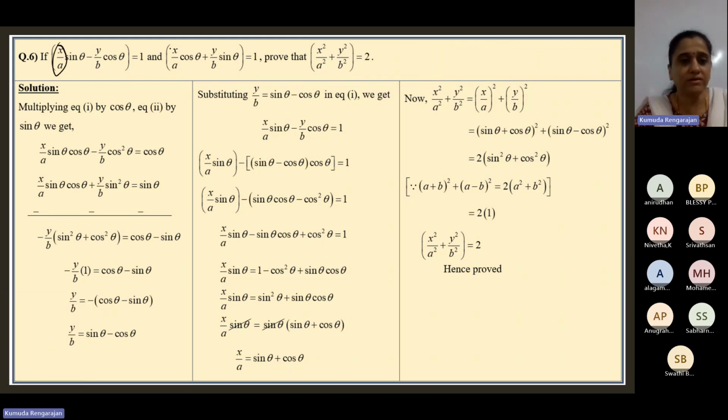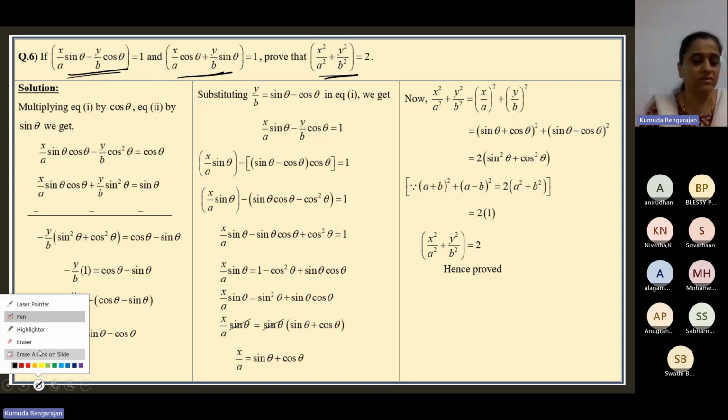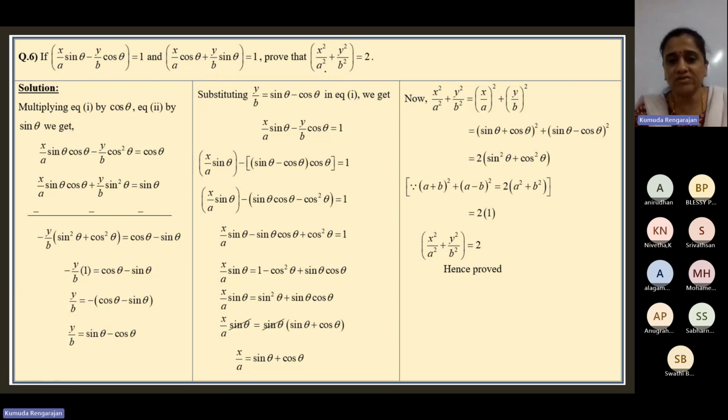Can you see x by a, y by b? All right, so you need to see the question. Just try to find some clue like this, so that you remember how to proceed with the answer. So I repeat, you'll have to prove that x square by a square plus y square by b square is equal to 2, for which you need the value of x by a and y by b. If you have the value of x by a, you can find the value of x square by a square, because x by a the whole square is x square by a square. And if you have the value of y by b, you can find y square by b square. And then you'll have to add and show it's equal to 2, correct? So we're going to make use of the two equations and find the values of x by a and y by b.